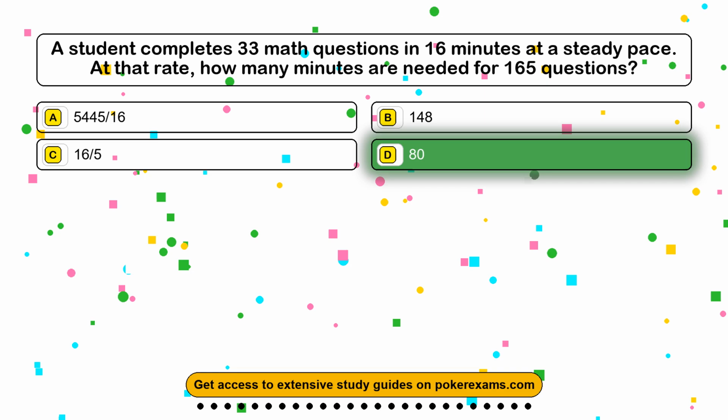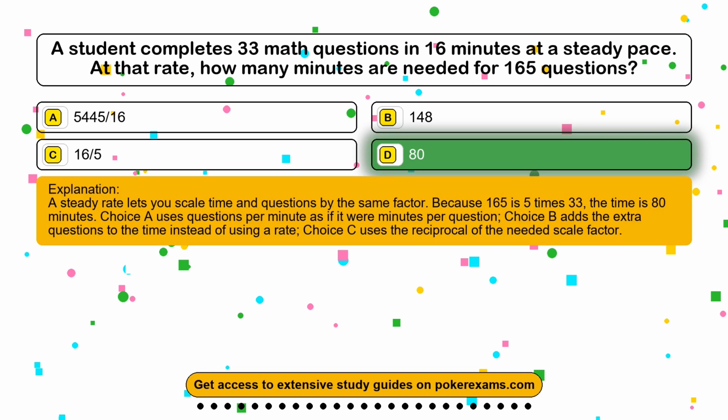The correct answer is option D, 80. A steady rate lets you scale time and questions by the same factor. Because 165 is 5 times 33, the time is 80 minutes. Choice A uses questions per minute as if it were minutes per question. Choice B adds the extra questions to the time instead of using a rate. Choice C uses the reciprocal of the needed scale factor.